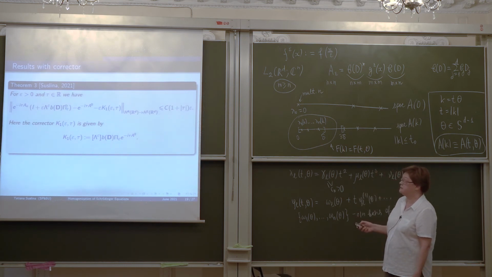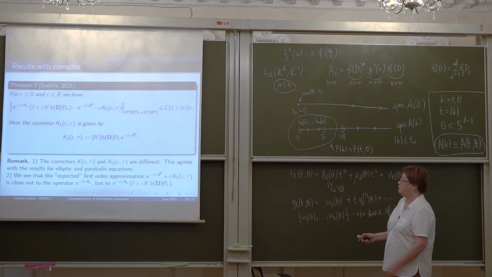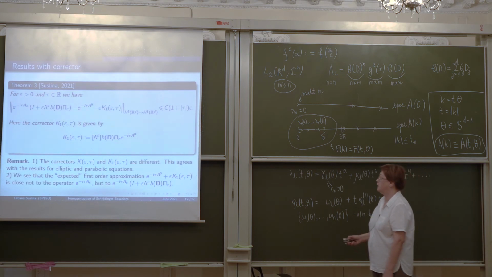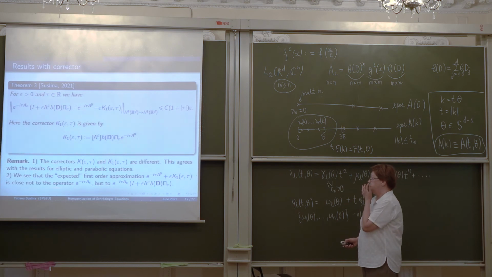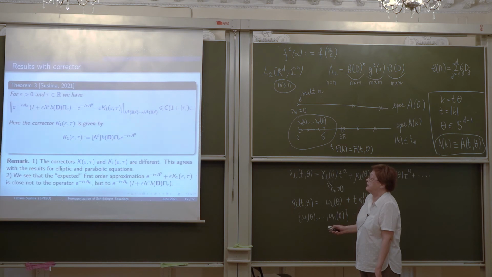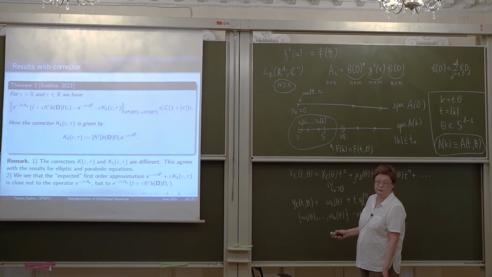Let us discuss these results. First, we see that the characters K and K1 in theorems 2 and 3 are different, and this agrees with the results for elliptic and parabolic equations. Next, we see the expected first-order approximation. Ask any specialist in homogenization what is the expected approximation for the exponential, and the answer will be this one, the exponential of A naught plus epsilon times K1.